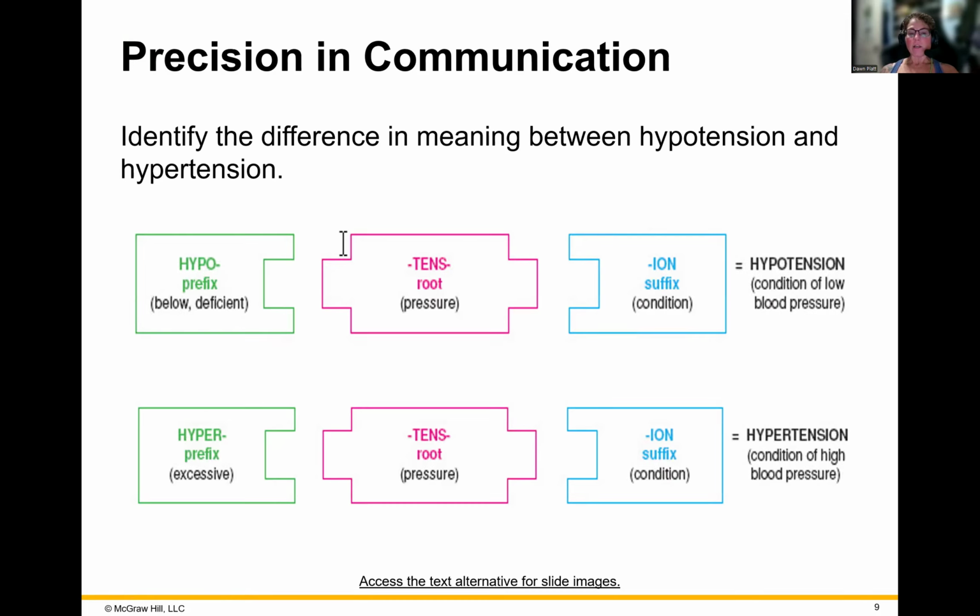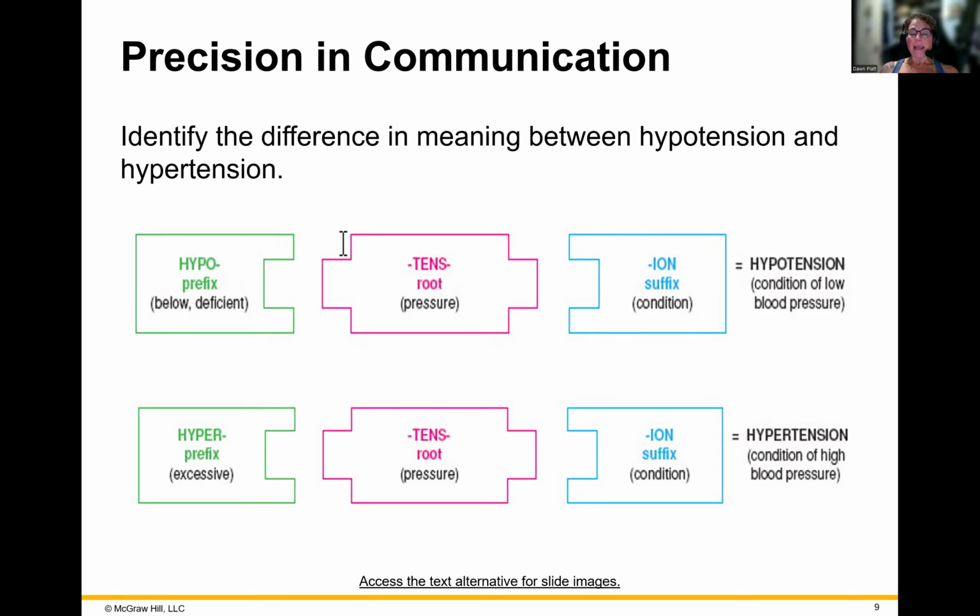So obviously we take a look at the end of the word, the suffix, and we see that ION means a condition. So this is some sort of condition of what? So we go back to the front. We're going to actually go to the prefix. It's basically a condition of pressure that's low. If we go from the suffix to the prefix to the root word, we have a condition of low blood pressure.